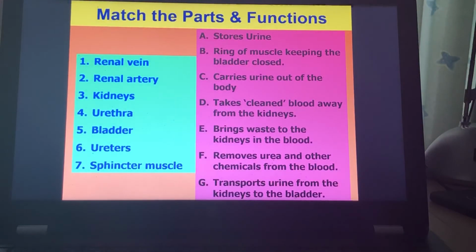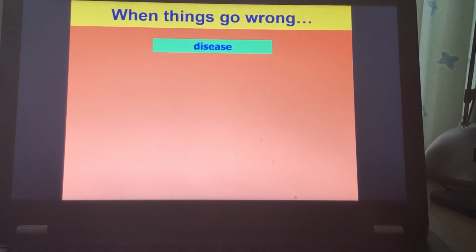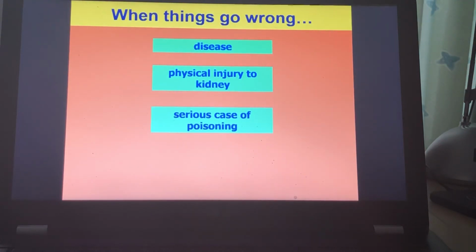Now, let's move on, because sometimes things don't always work the right way. So if we look on here, sometimes people catch diseases, and some of those diseases will affect their kidneys. Or maybe somebody's in a car crash or a bad accident, and their kidneys have been damaged during that accident. Or maybe they've been poisoned severely, or they've had severe dehydration. Any of those things can cause one or both of your kidneys to stop working.